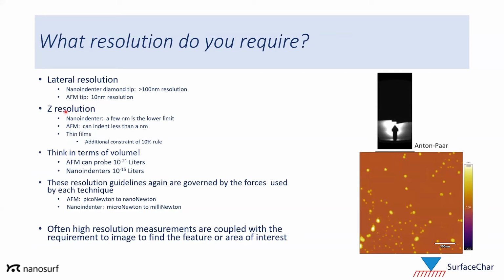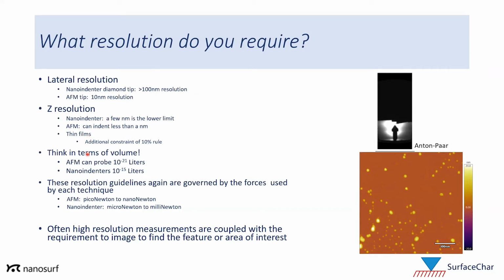Z resolution, or in thickness and height, again, the AFM has significantly higher resolution than the nanoindenter. So nanoindenter can typically indent down to a few nanometers comfortably, whereas the AFM can do much less than that. This also comes into play for thin film applications. So with thin films, we have this additional constraint of what's called the 10% rule, where you don't want to be indenting more than 10% of your film thickness, otherwise you're going to be feeling the substrate underneath. So in general, for thin films, depending on how thin they are, you might be limited by the Z resolution.